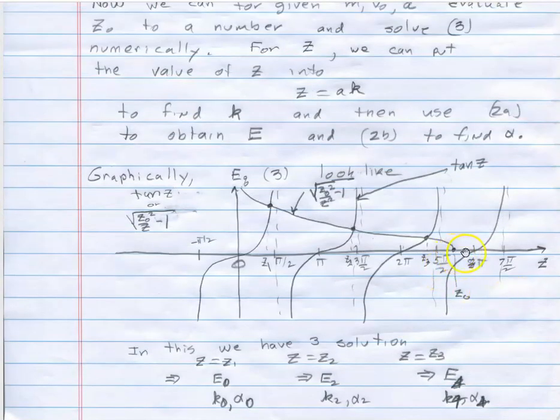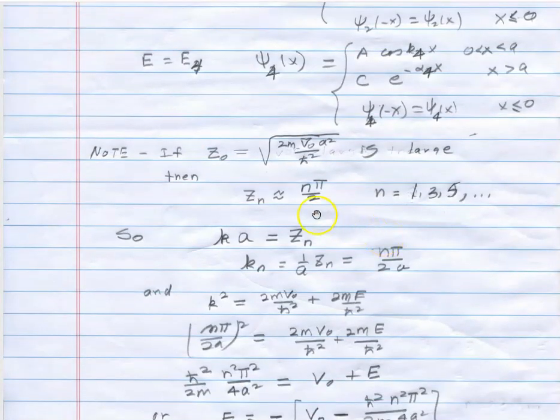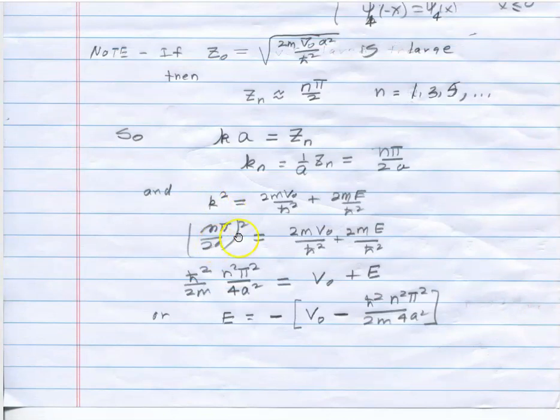And if Z naught is large, it's going to be way out along these axes, and these crossing functions are going to be very, very close to the asymptotes at pi over 2, 3 pi over 2, 5 pi over 2, 7 pi over 2, etc. So in that case, I know that the Z ends, that's where they would cross, are very close to n pi over 2, where n is 1, 3, 5, 7, all the odd numbers. Once I have those, I can find the k-ends. That's just going to be 1 over a times the n pi over 2. And then once I've got the k-ends, I can solve for the energy levels, which I've done here. Again, where n is 1, 3, 5, etc. So I get the energy levels.